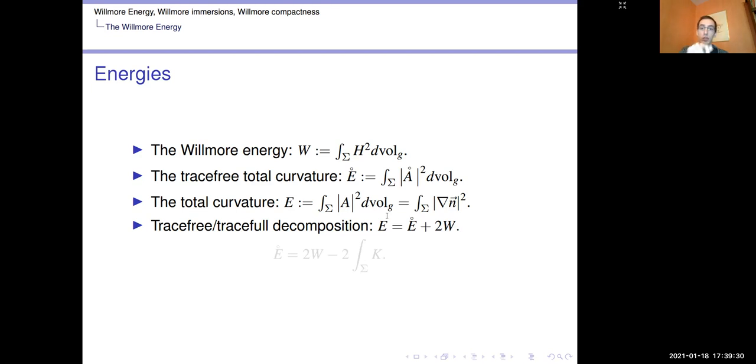The thing is, those two energies are almost equivalent. If you do the computations, you can see that E0 and 2W differ by this term, the integral of the Gauss curvature. And this term is a topological invariant thanks to the Gauss-Bonnet theorem. So once the topology is fixed, the behavior of E0 and W is going to be exactly the same. So those two energies are almost equivalent. And in this almost, there is the caveat when the topology is fixed, and we will see a bit later why this is very important.